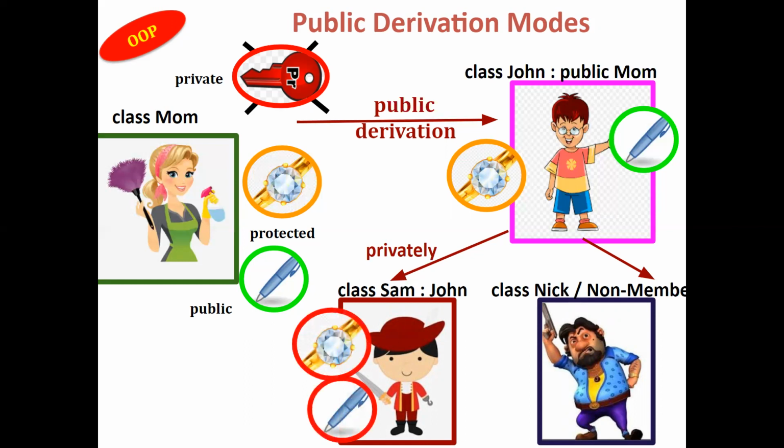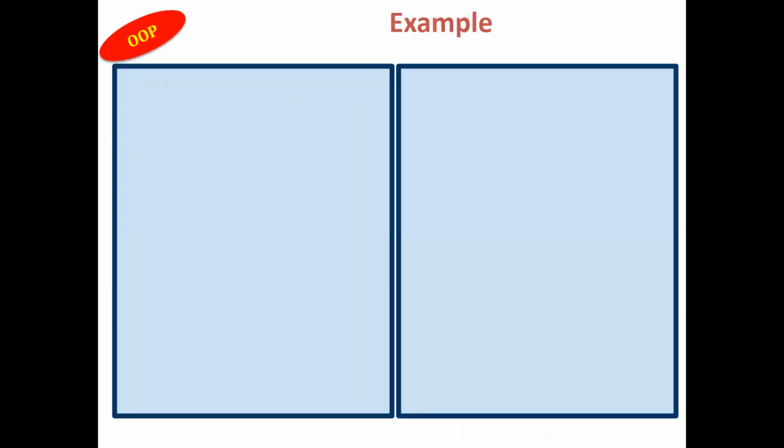But to Nick, I cannot give the ring because that ring is protected. Mom has given me that protected ring, so I have to share it only with Sam. So he shares only the pen with Nick. So this is known as a type of derivation modes.